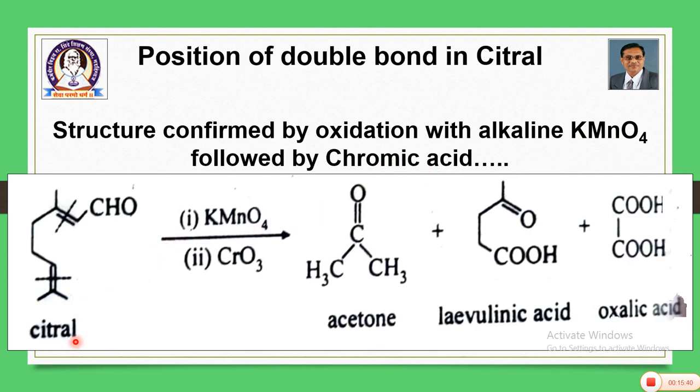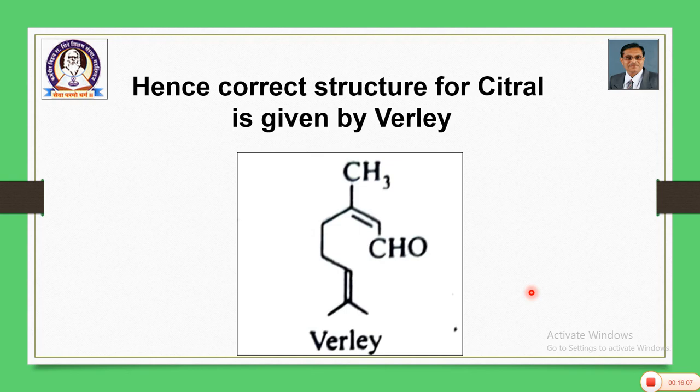So, this is the citral molecule. With KMnO4 and chromic acid we get acetone, levulinic acid and oxalic acid. I have shown the bond breaking positions: this cleavage leads to the formation of acetone, then this cleavage leads to the formation of oxalic acid, and the remaining portion is levulinic acid, now compound number 2. Okay. So, the correct structure should therefore be the one given by Verley.